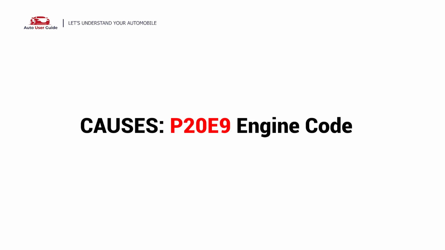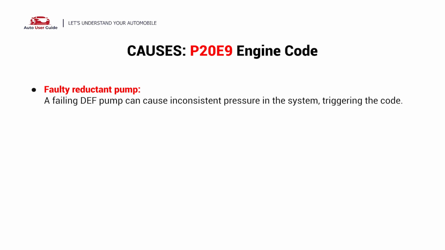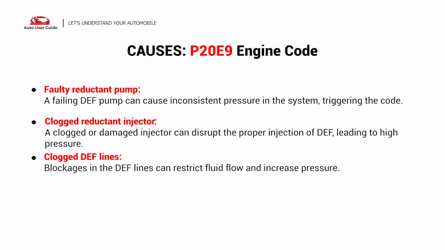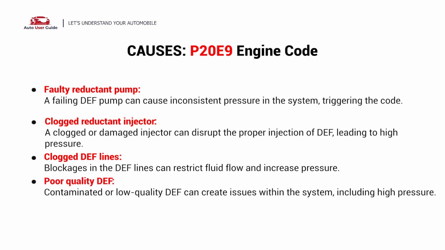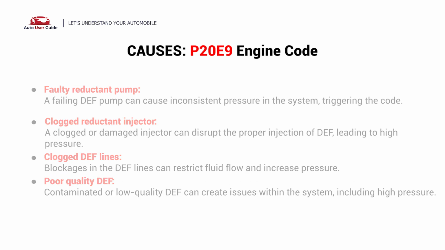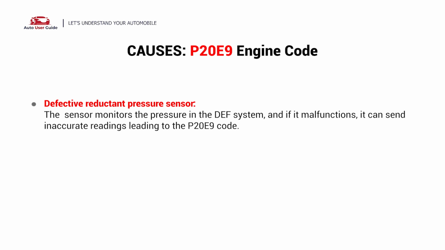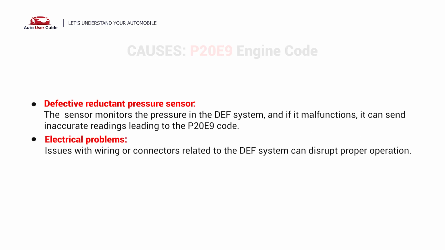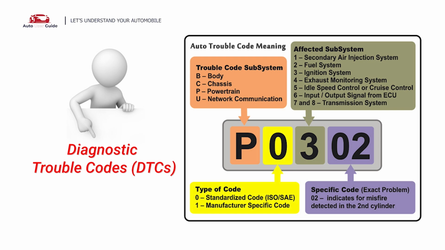So what causes this imbalance? Here are the most common culprits. This error could be caused by these possible faults in your car: faulty reductant pump, clogged reductant injector, clogged DEF lines, poor quality DEF, defective reductant pressure sensor, electrical problems. Each DTC code corresponds to a specific issue in your vehicle.